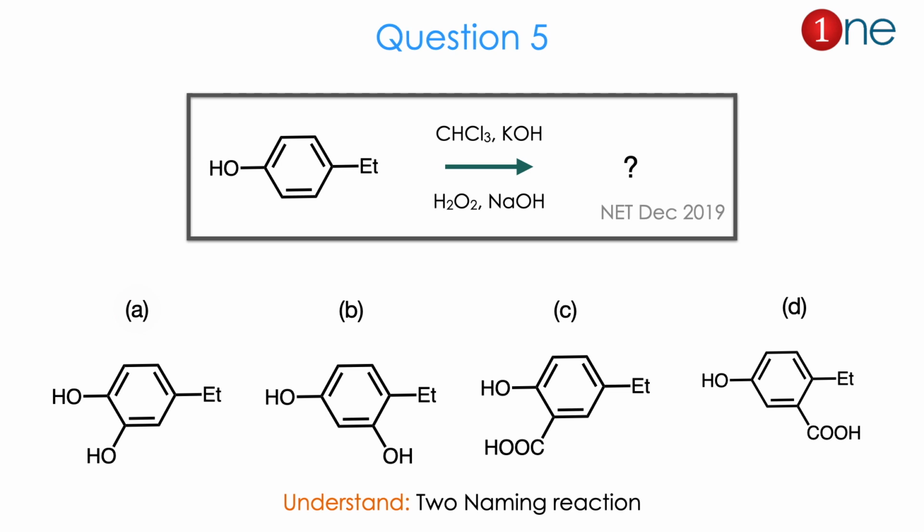So from the chloroform, KOH and phenol, you might think of a name reaction. And since an unusual product is formed, you might think of another name reaction. So there are two name reactions involved in this one. The answer is A. Let us see how.